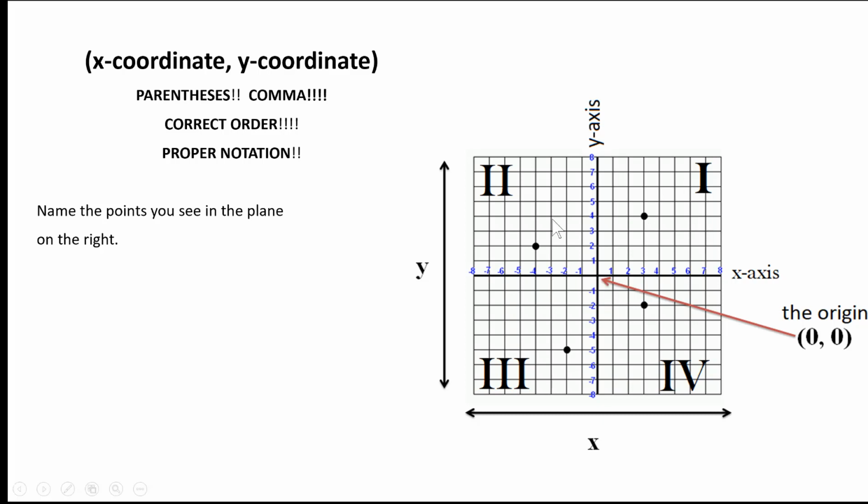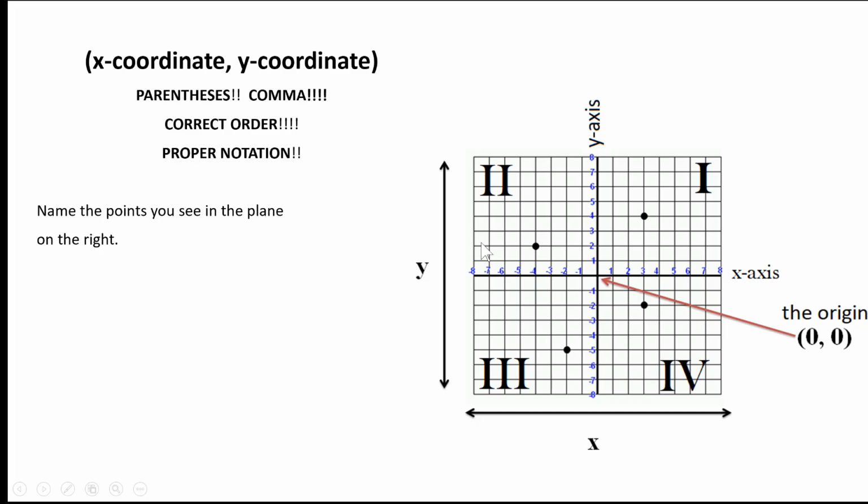Also, the two axes break the plane up into 4 regions called quadrants. This first region where x is positive and y is positive is called the first quadrant. The second quadrant is where x is negative and y is positive in this area. The third quadrant is where x is negative and y is negative. And then the fourth quadrant is where x is positive and y is negative. They're numbered 1, 2, 3, 4 with Roman numerals, starting in the upper right corner and moving counterclockwise.